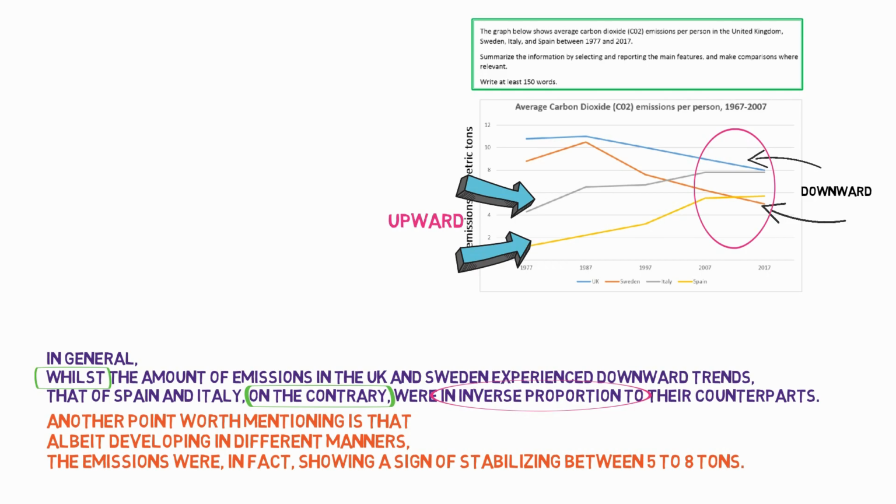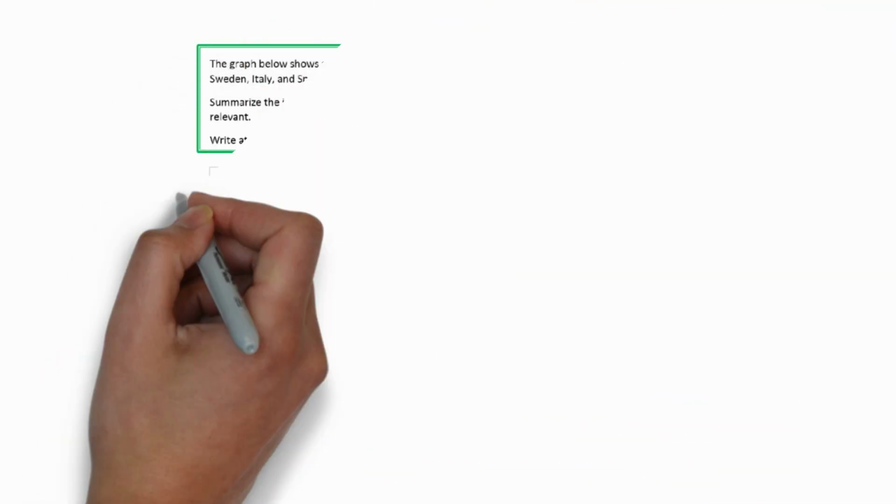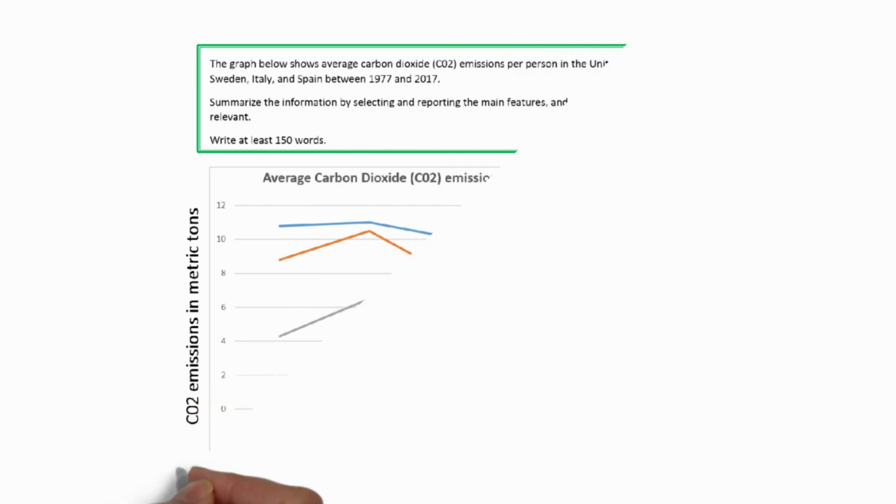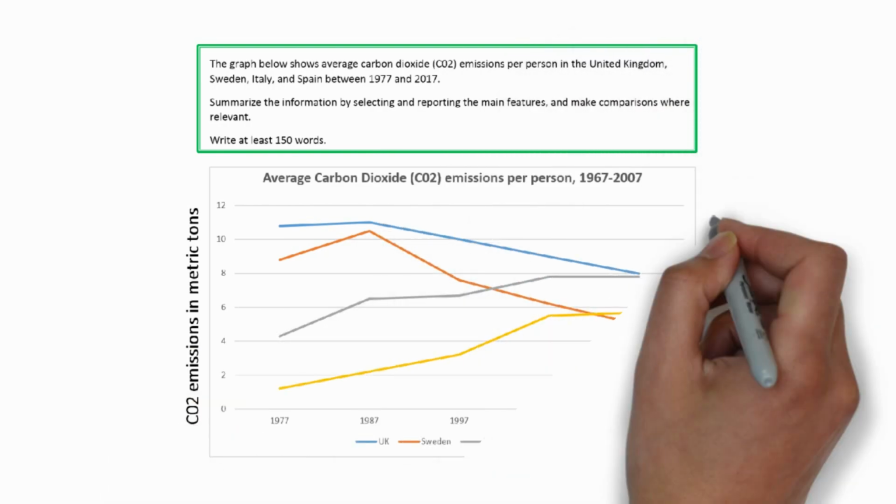Now let's go to the body. We have to prove that 2 of them are downward, 2 of them are upward, and they are stabilizing. Now let's go to the body. I will write the UK and Sweden first, as they are both a downward trend.